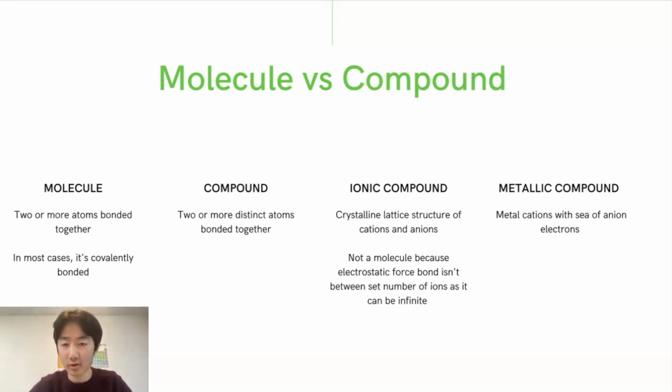And a metallic compound is essentially metal cations with a sea of electrons. So we can have a metal right here, and then pretend like these white circles are electrons. It's this metal with a sea of electrons flowing around it.